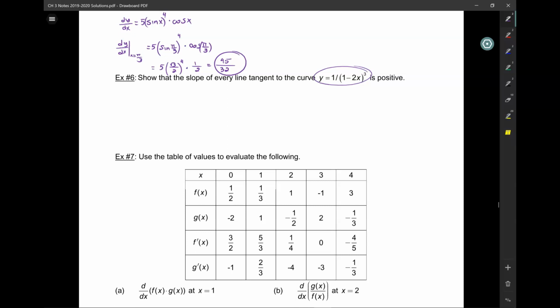Now, here's another question. Do I need to find the actual line? No. Okay, so I need to show that the slope of every line tangent to this is positive. So the slope, I need to show that the slope is always positive. Okay? So let's find dy dx.